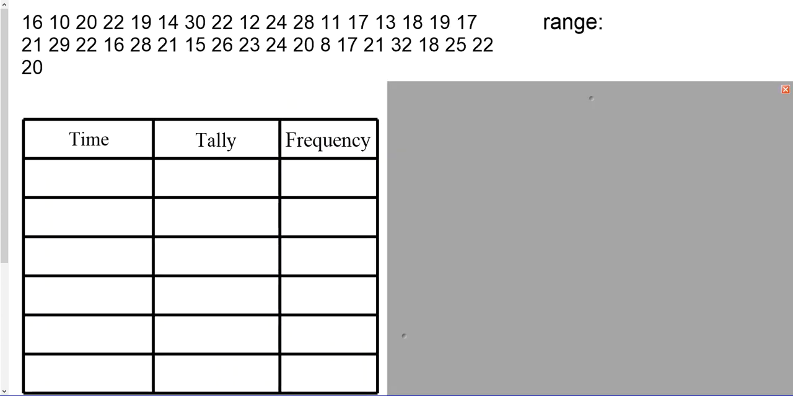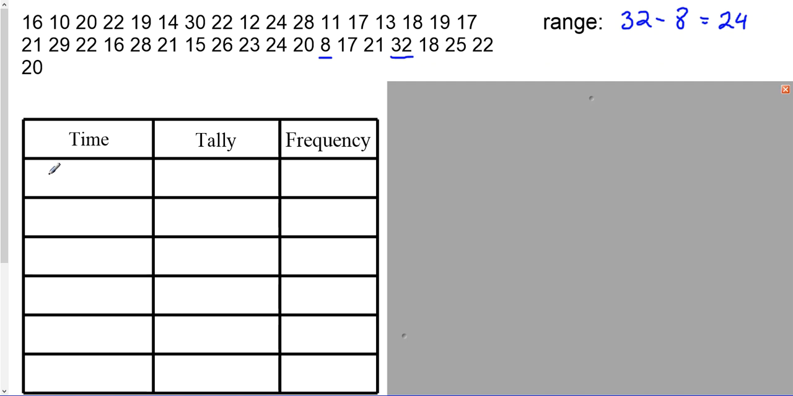So here's how we make a histogram. We take our data, and first thing we do is we figure out the range. So our lowest value is this 8 here. Our highest value is this 32 here. So 32 minus 8 is 24. Okay. Now, if the data starts at 8 and it goes up to 32, we want to set up some intervals for those different time values that are going to cover that entire range.